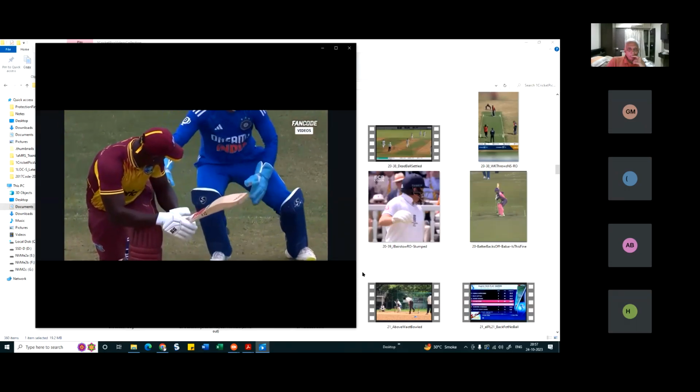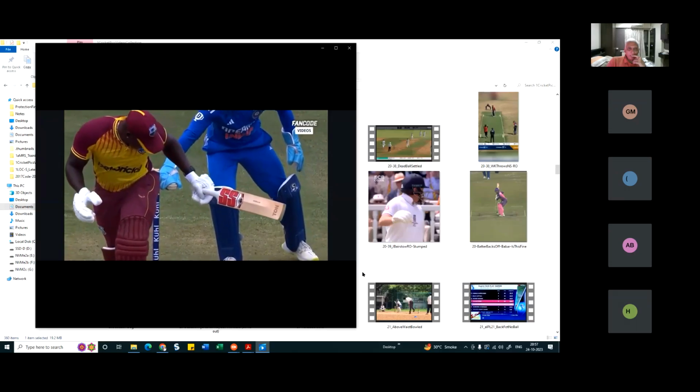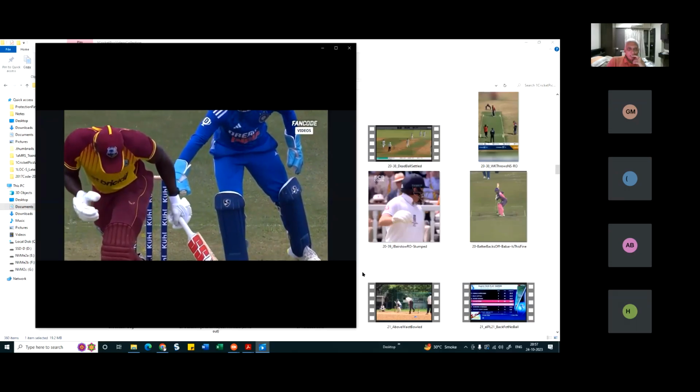Now the ball appears pretty close to the inside edge of the bat. He may have intended, but he's waiting too long to confirm there's no contact between bat and ball?